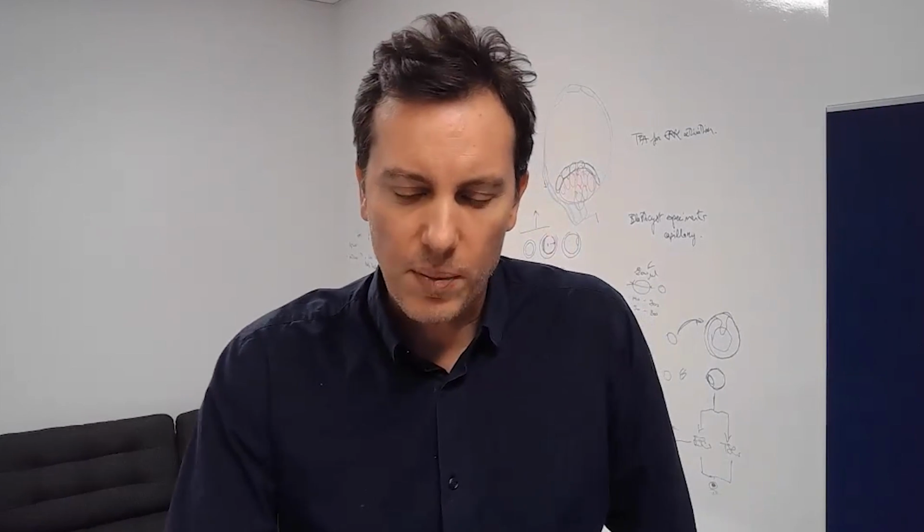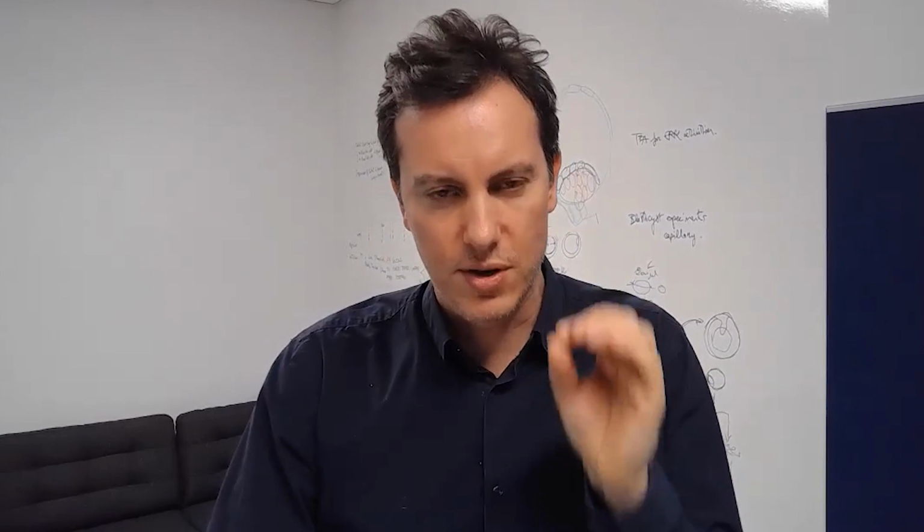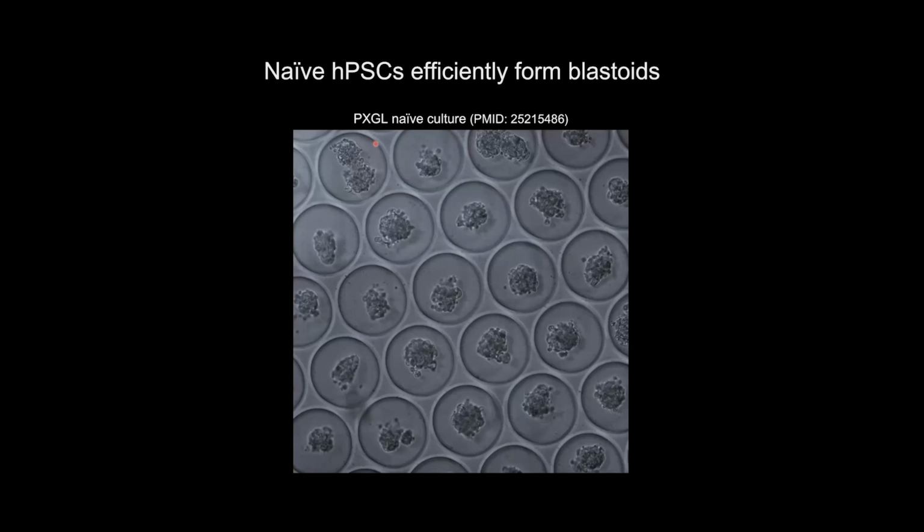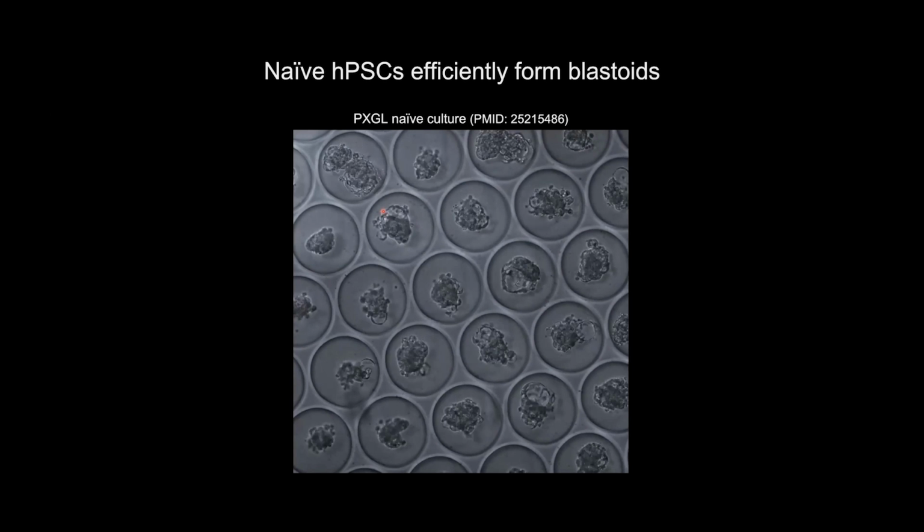So in order to form human blastoids, one has to start with the right cells. And we found out that by aggregating those so-called PXGL human embryonic stem cells that were established by the lab of Austin Smith at that time in Cambridge University, and by stimulating them with the correct cocktail of molecules, and here we are talking about a triple inhibition of the Hippo, ERK, and TGF-beta pathways, human blastoids can actually form with a remarkably high efficiency.